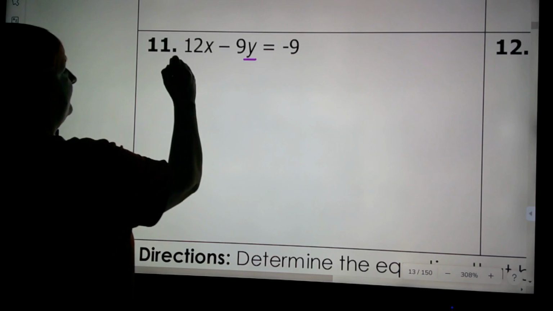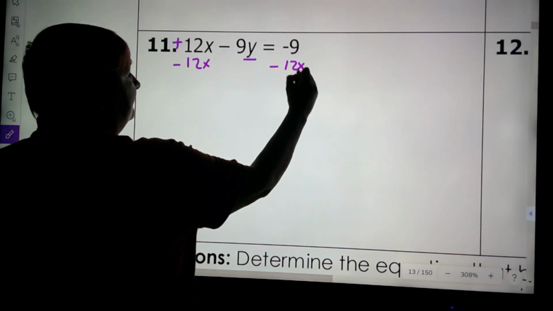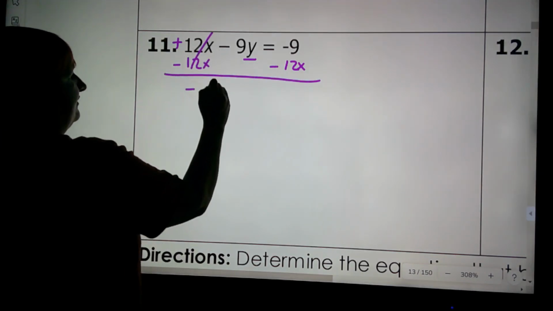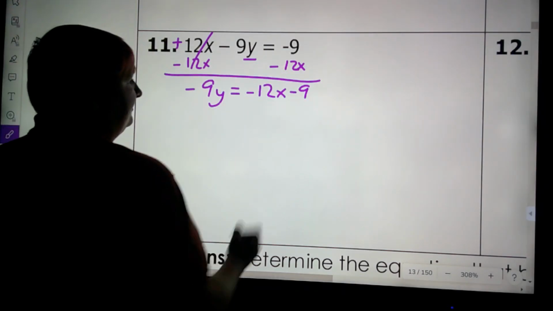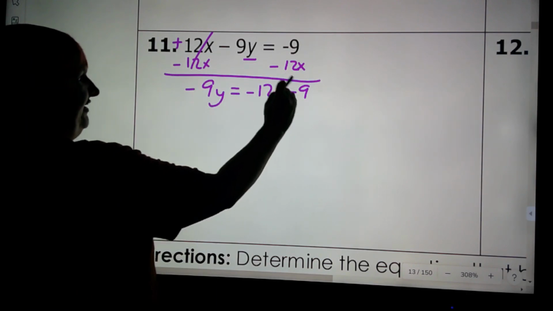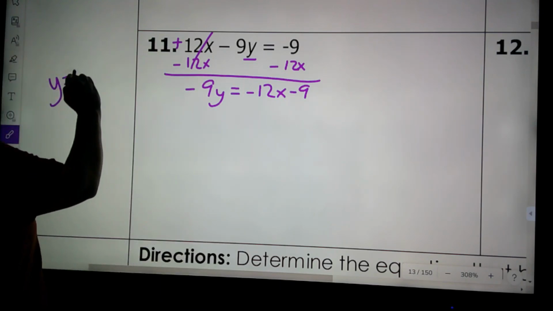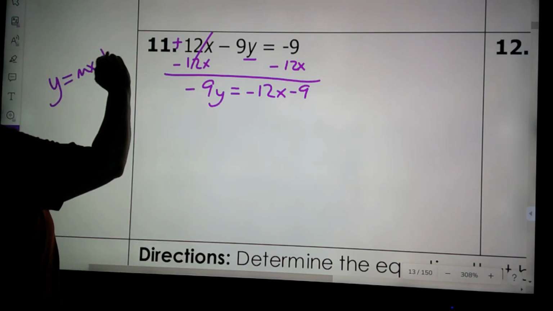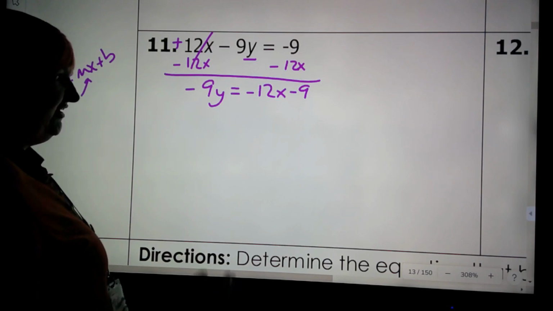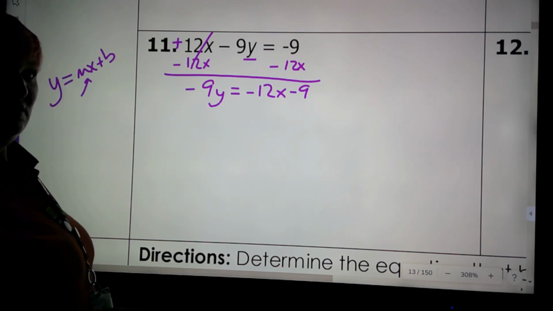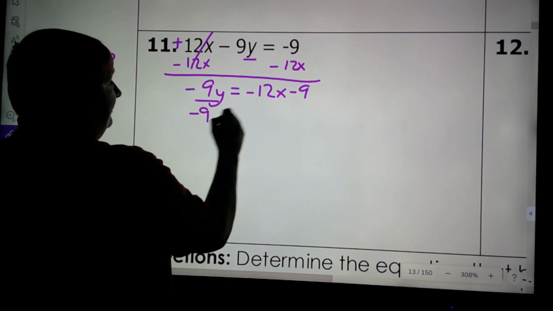Solve for y. Subtract 12x from both sides. Negative 9y equals negative 12x minus 9. Remember, we're putting it in this order because it matches our formula, mx plus b. We need the mx to be before the b. We need it to be in this order so that we can tell what's the slope and what's the y-intercept. Divide by negative 9.